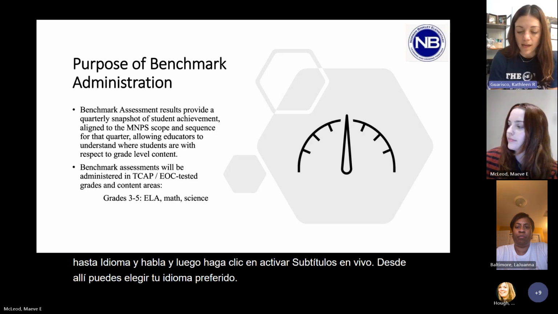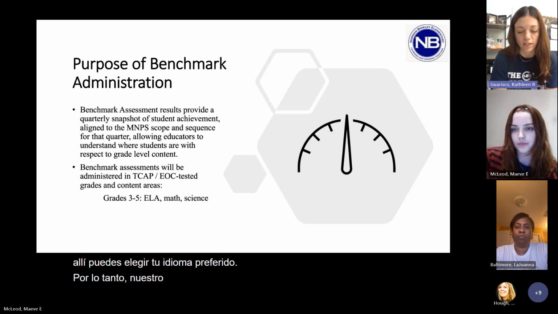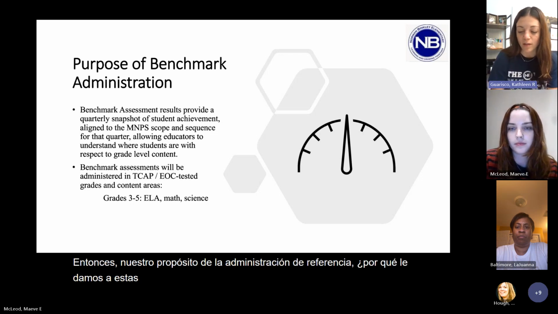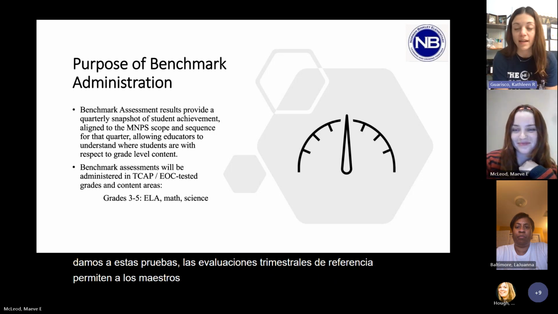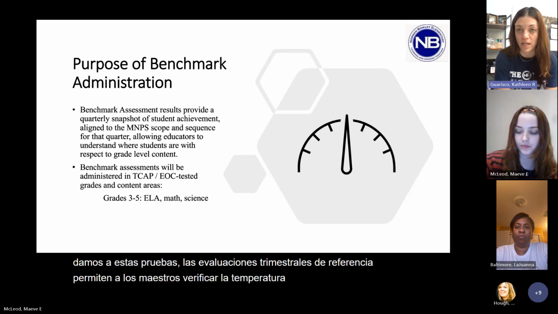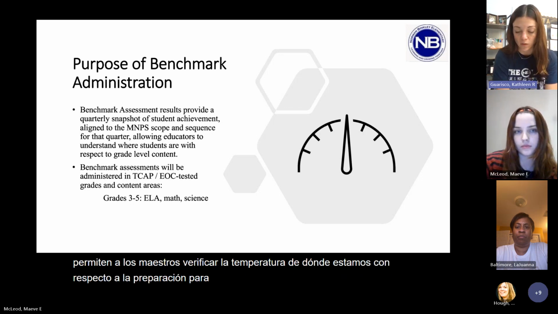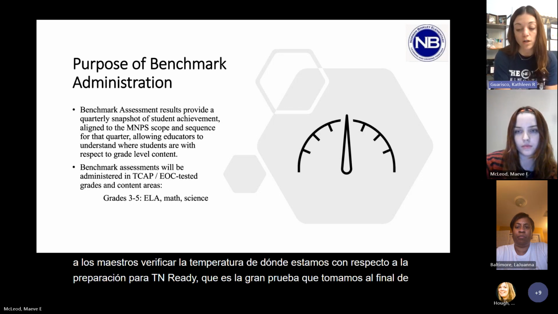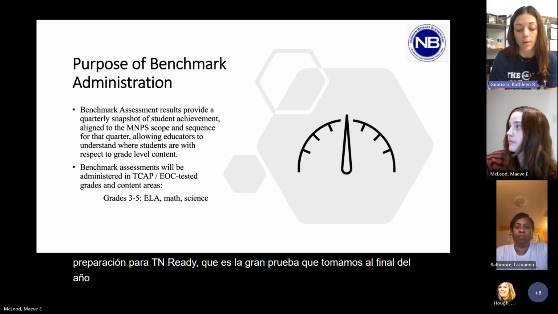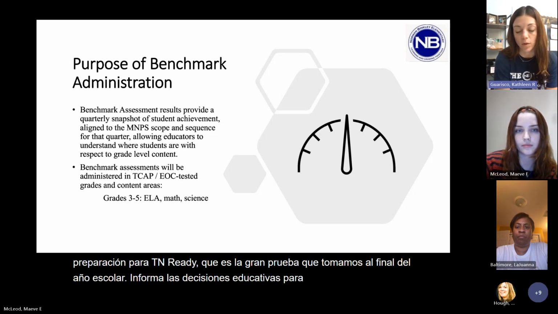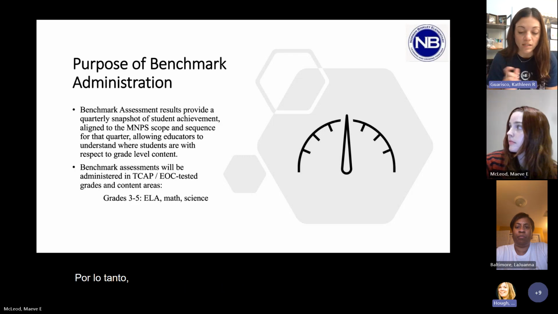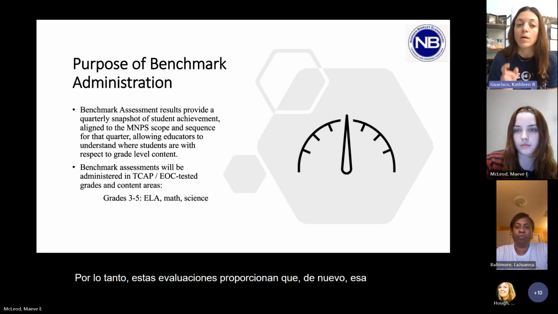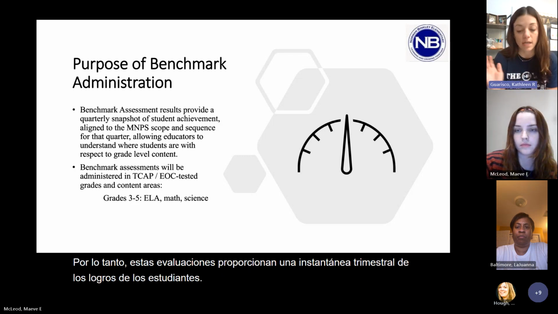So our purpose of the benchmark administration, why do we give these tests? The quarterly benchmark assessments allow teachers to check the temperature of where we are in regards to readiness for TN Ready, which is the big test we take at the end of the school year. It informs instructional decisions to help best support students where it's needed most. So these assessments provide that quarterly snapshot of student achievement based on grade level standards.